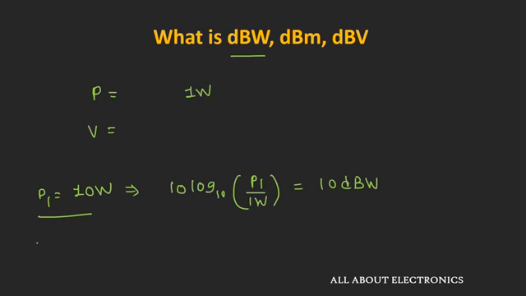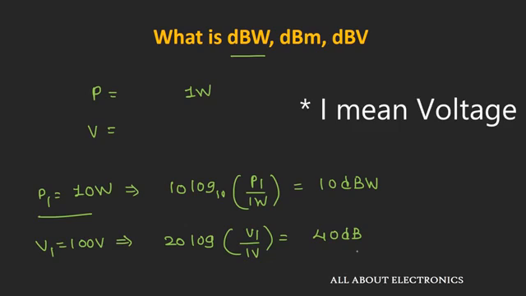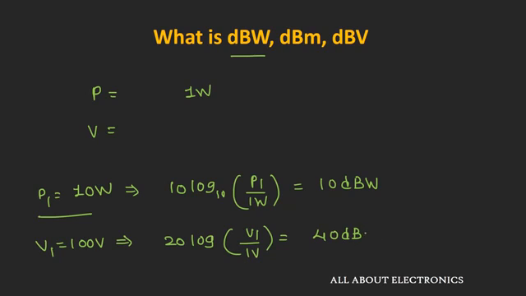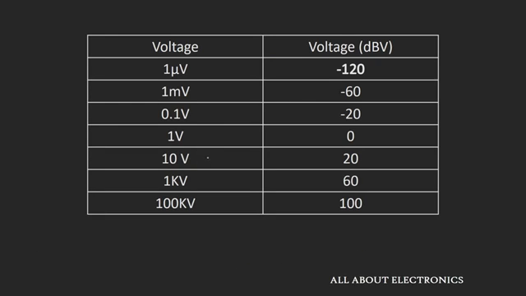Similarly, if I want to represent a voltage V1 of 100 volt in decibel, then it will be equal to 20 log of V1 with respect to 1 volt, and it will come out as 40 dB. As we are representing this voltage with respect to 1 volt, after dB you will see the term V, that is the unit of the reference voltage. So here are different voltages represented in dBV form.